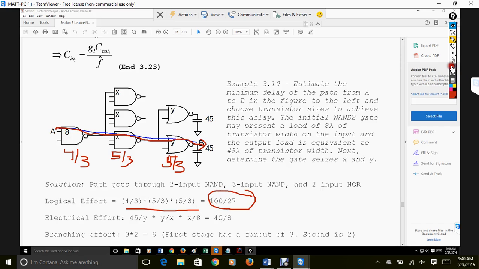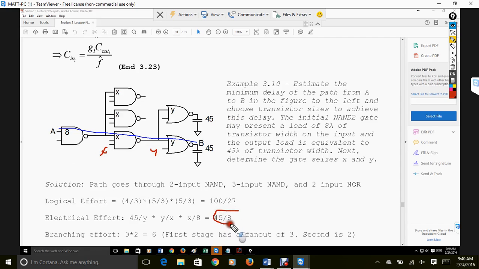The next thing we're going to do is the electrical effort. So it's going to be 45 over y, times y over x, times x over 8. So this just becomes 45 over 8. And then the next thing we're going to do is calculate the branching effort. So here what we have is a fan out of 3. So it drives 1 gate, 2 gates, and 3 gates here, right? And then the next stage along this path, it goes 1, 2. So this is 3, and this is 2. So to determine our branching effort, we do 3 times 2, which is 6.